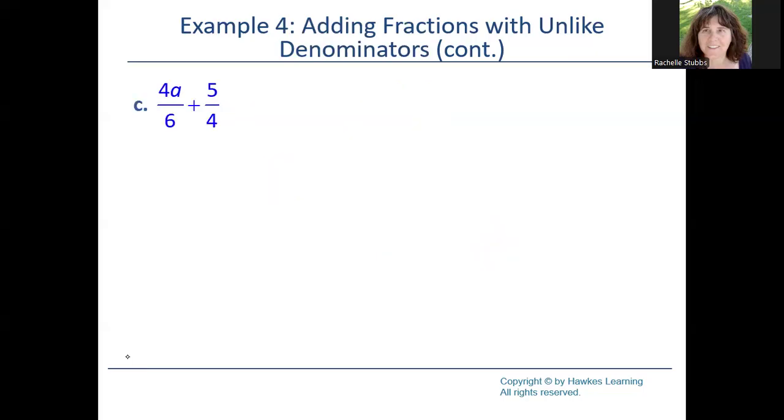Let's do another one. Here we have 6 and 4. Now, maybe we don't need to do that. Maybe we know really quick that they both go into 12. I don't need to do all that. If I times 6 by 2, then I'm going to get up top 8a, because 6 times 2 is 12. And if I times the 4 by 3, 4 times 3 is 12, and 3 times 5 is 15. And that's what I get. So that works, right? And I could leave it like that.